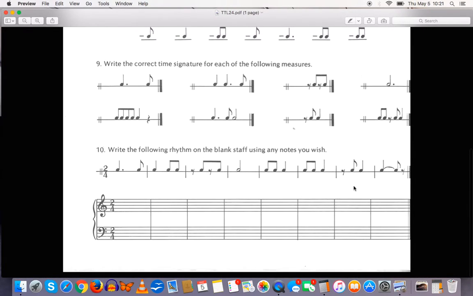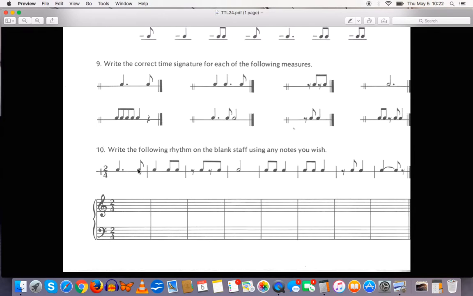Write the following rhythm on the blank staff using any notes you wish. So this is a percussion clef. It only indicates rhythm. No pitches. So you have a rhythm dictated for you right here, and you need to find notes for this. There's no right or wrong answer in the notes that you choose. However, some answers might be more creative or artistic, but you need to use these rhythms. So you're going to put a dotted quarter anywhere on the staff. It could be right here on A, it could be right here on E, wherever you want.